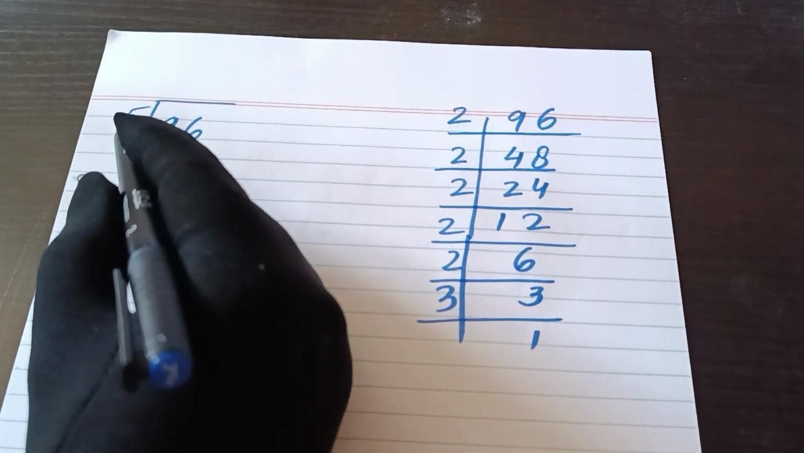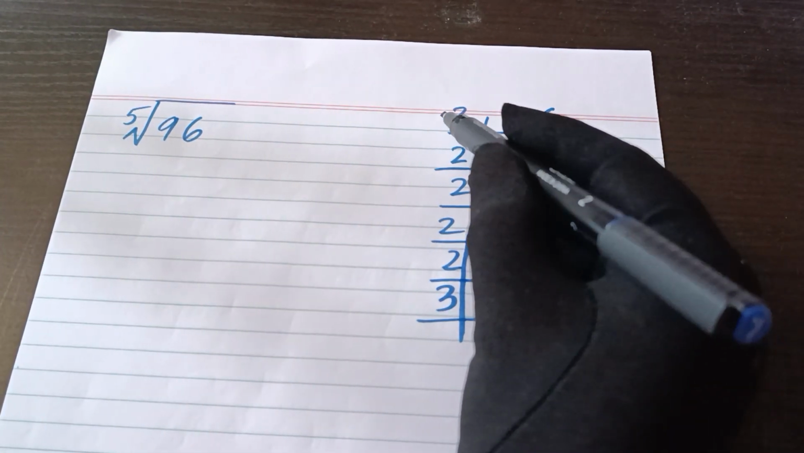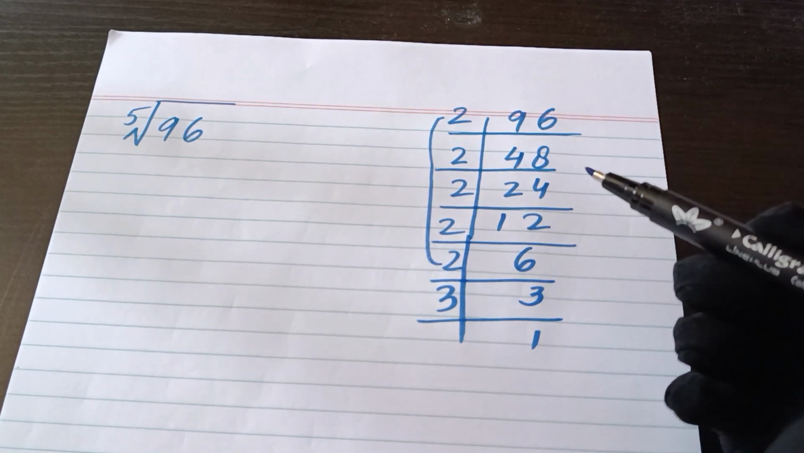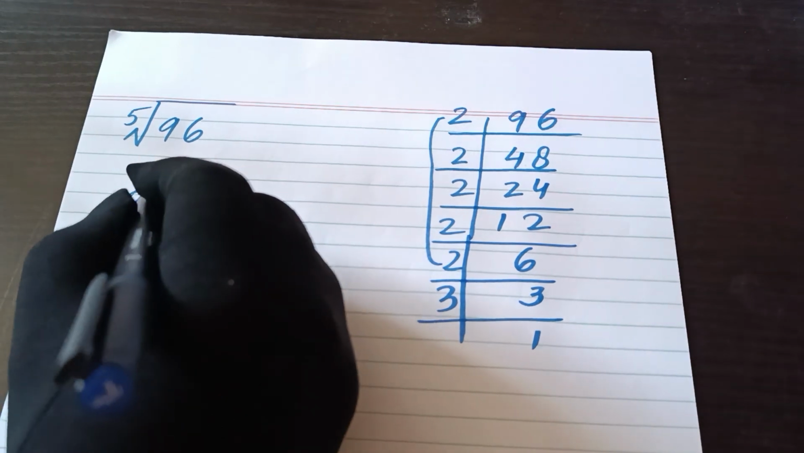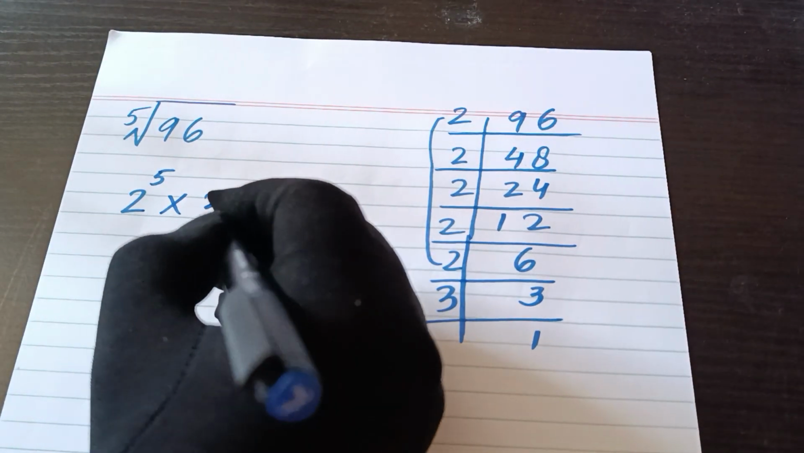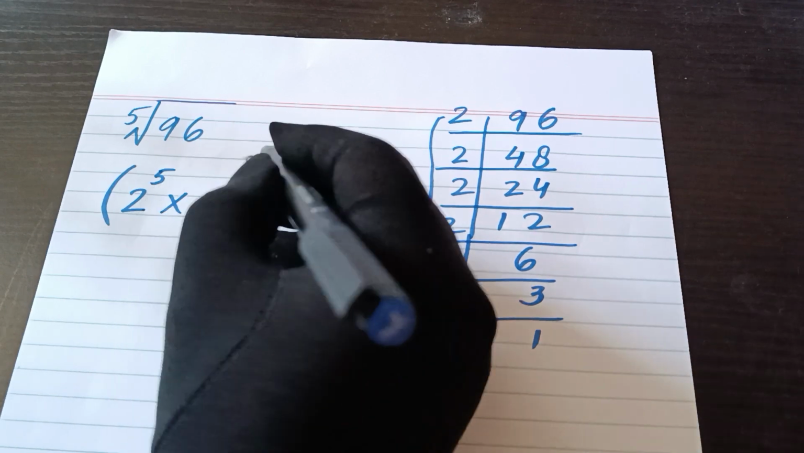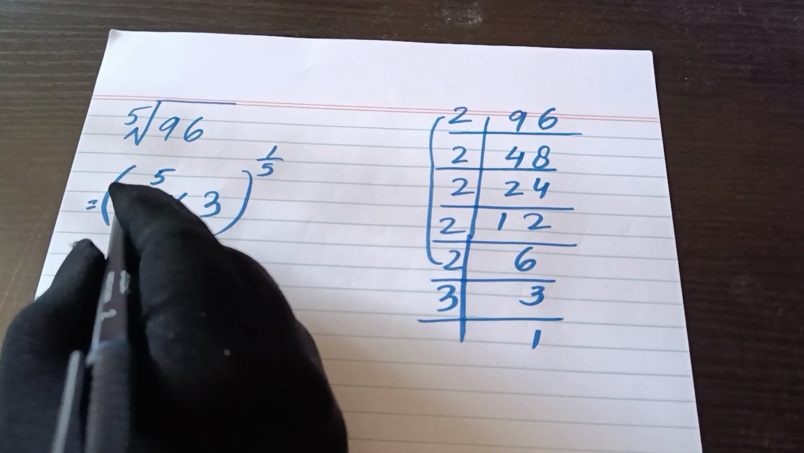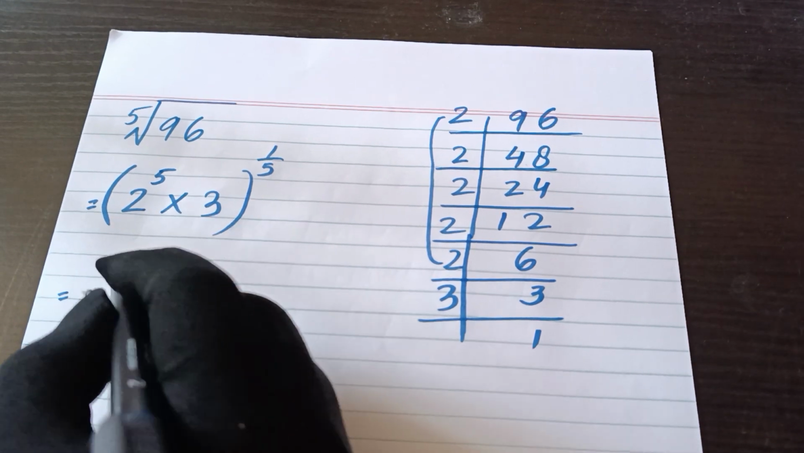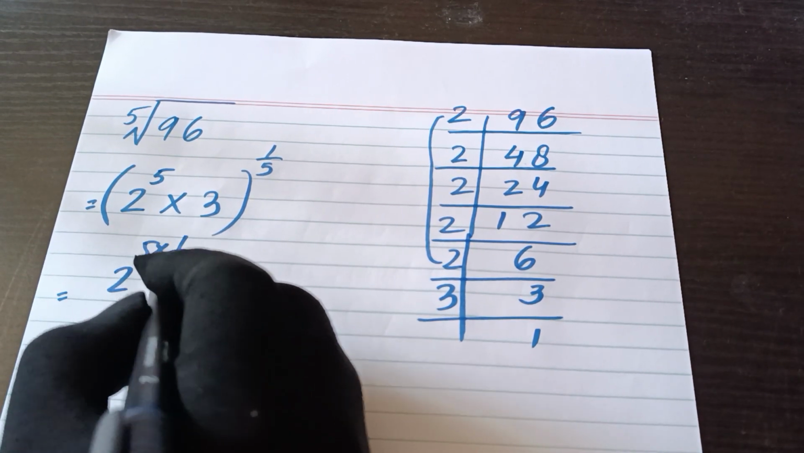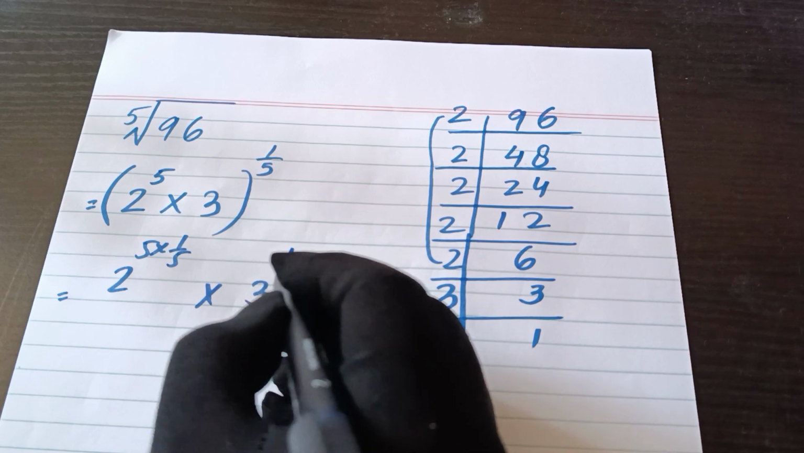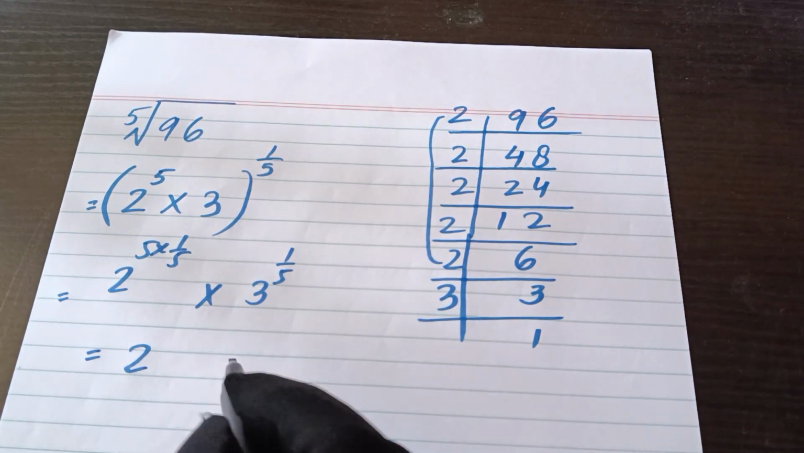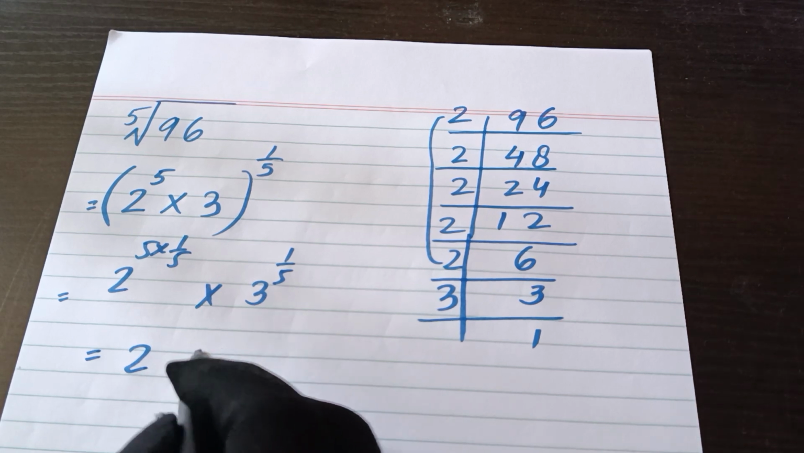As there is a 5th root, we'll try to make a set of 5 numbers. Here it is possible, so I make a set of 5 twos, 2 to the power 5, and 3 will remain separate. All are under the 5th root. Open the bracket and the 5th root will be given to the first term and the second, 2 to the power 5 to the 1/5 and 3 to the power 1/5. So 2, its 5th power with the 5th root, comes out separately, and 3 stays under the 5th root.